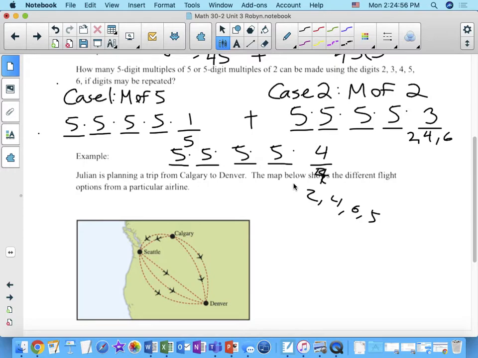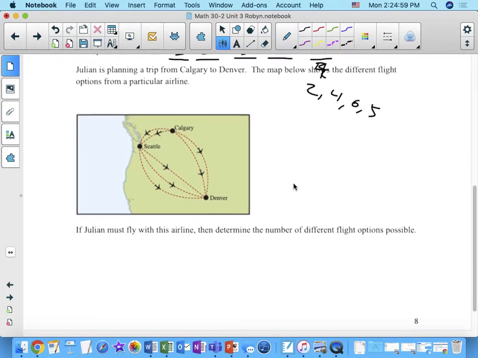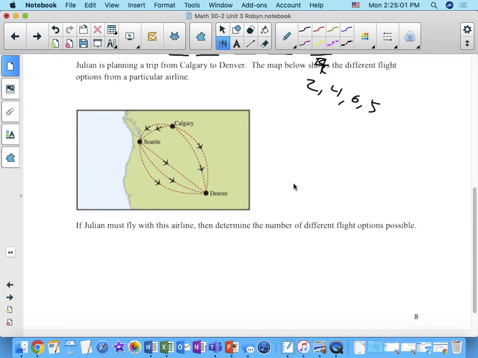Cool. Okay, next. Julian is planning a trip from Calgary to Denver, and the map shows the different flight options for a particular airline. So here are the flight options. He starts in Calgary, and he wants to go to Denver. So what are the options here? What could he do?